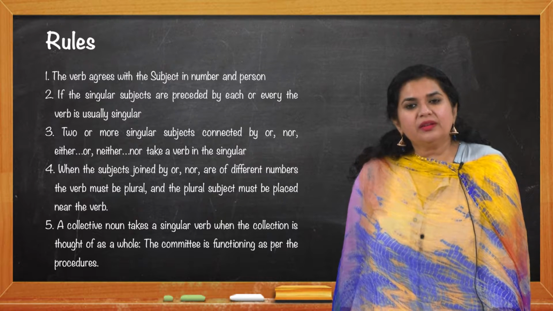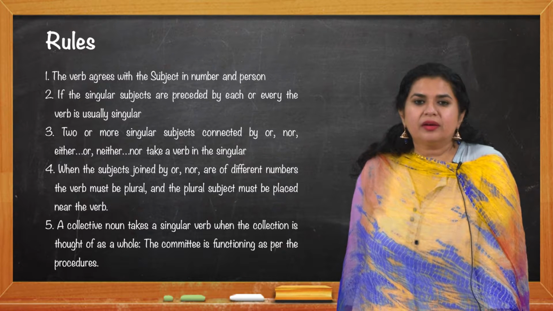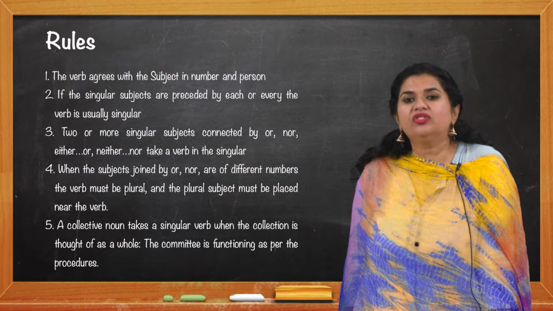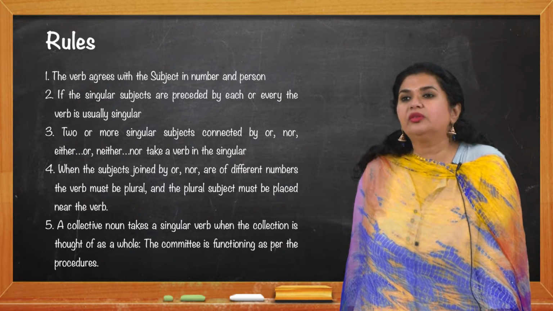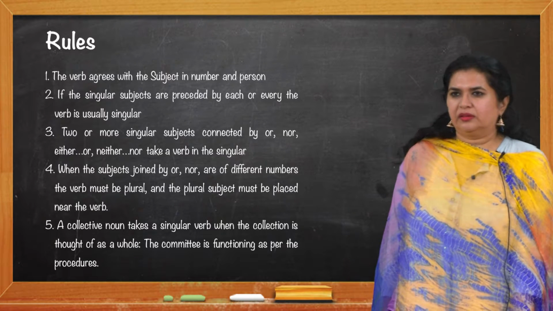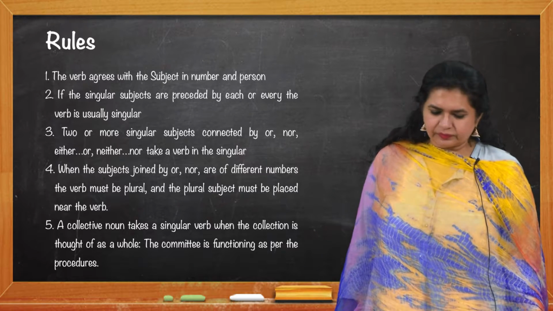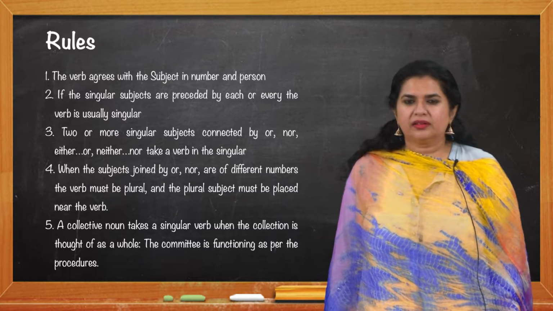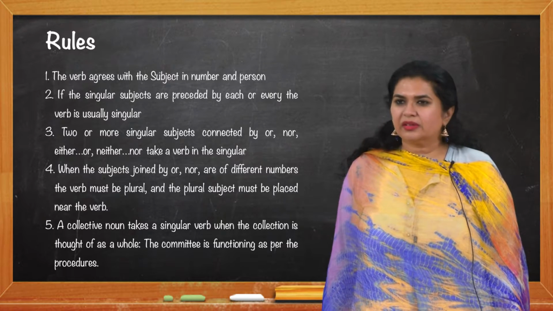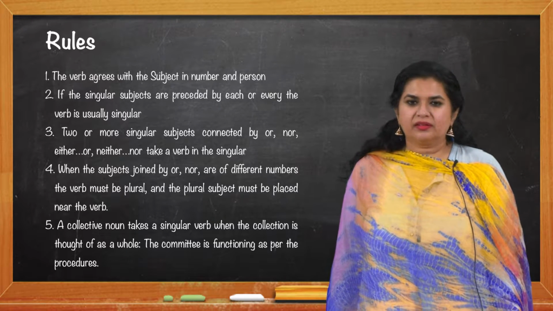First, the verb agrees with the subject in number and person. We have already done this. Now, second rule: if the singular subjects are preceded by each or every, the verb is usually singular. Each of the boys, or every boy and girl must bring his or her textbook. So, it is usually a singular verb.